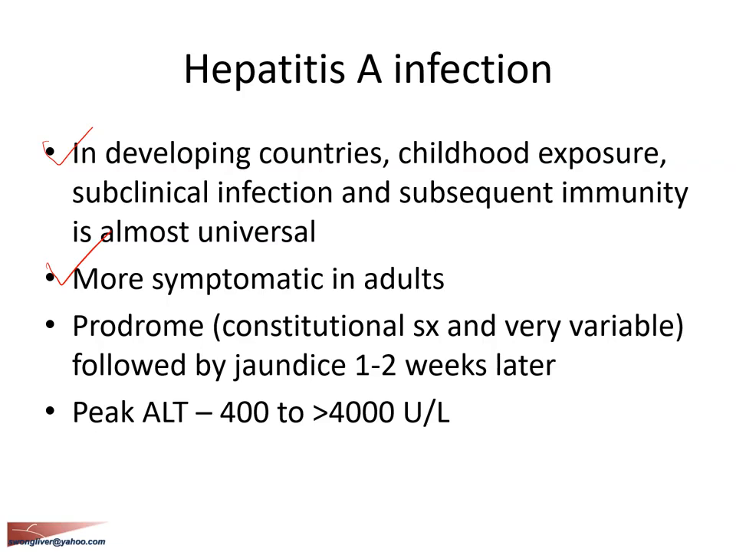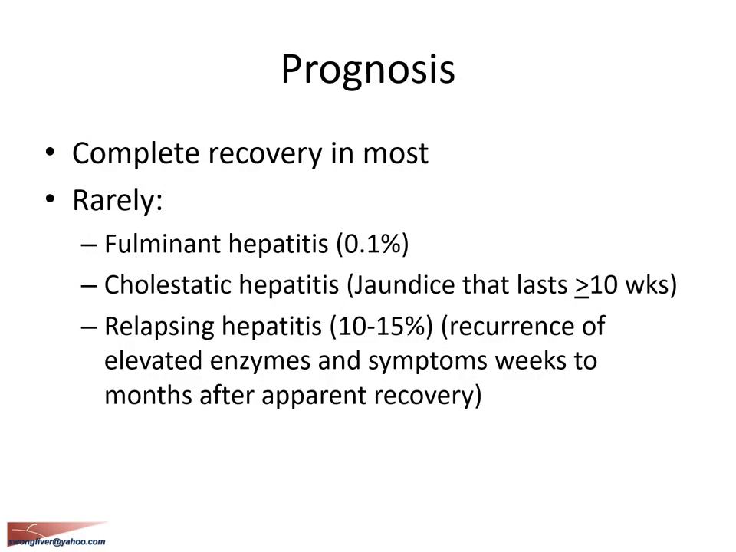Again, hepatitis A, as with all acute hepatitis manifestations, is usually preceded by a prodrome of constitutional symptoms, followed by jaundice 1 to 2 weeks later. And then, of course, ALT levels will be very high. Okay, so prognosis for hepatitis A infection is complete recovery in most patients, but of course, there are some patients who are not as lucky, and then you can have fulminant hepatitis and maybe even liver failure requiring a liver transplant, but it's a minority of patients.